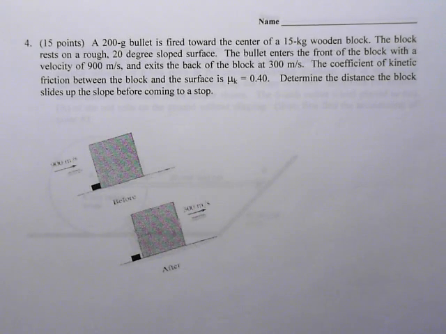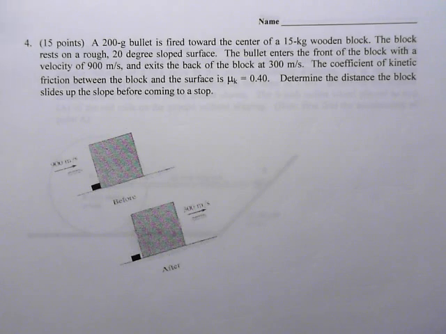Okay. A 200-gram bullet is fired toward the center of a 15-kilogram wooden block. The block rests on a rough 20-degree sloped surface. The bullet enters the front of the block with a velocity of 900 meters per second and exits the back of the block at 300 meters per second. So this is not precisely an impact because we don't have embedding. This is not a momentum trap. It's not a hit and stick. It's not a supermassive difference. It's just an interesting momentum problem.